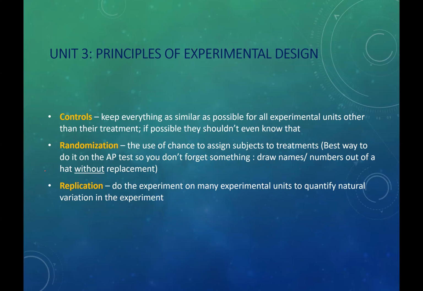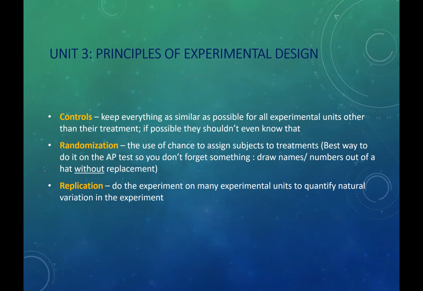There are 3 principles of experimental design. The first are controls. You want to keep everything as similar as possible for all experimental units other than their treatments. If possible, they don't even know what their treatments are. Everything is the same. So with the rabbits, they got the same amount of food. They got the same amount of water. They had the same amount of exercise, vitamins, anything else that rabbits do with their free time. I don't know what rabbits do. You keep everything the same. The only thing you change is the type of food they get.